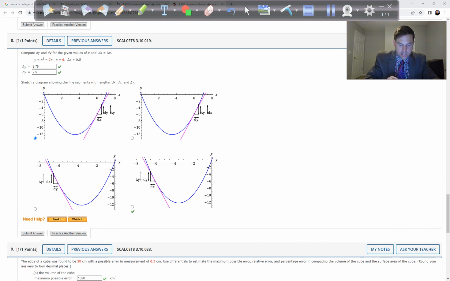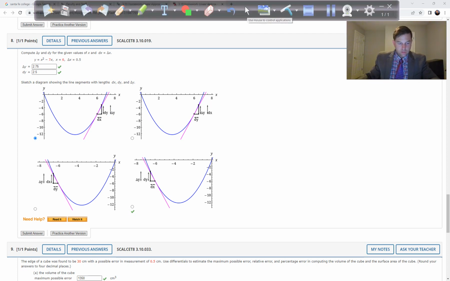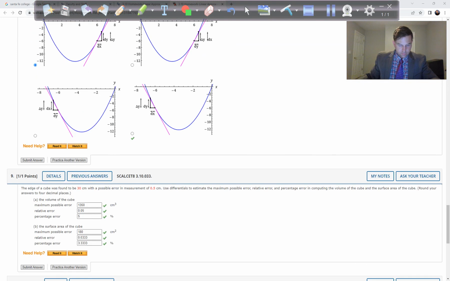The only reason I know between this one and this one is del y is slightly longer than dy, which is true. Del y is slightly bigger than dy. In this one, they have dx too, that's completely wrong. So dx is definitely not vertical, so we could eliminate that, but also they drew it longer than del y. So a couple things wrong there. Okay, now we can go to 9.